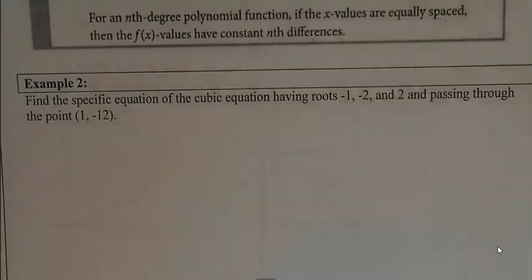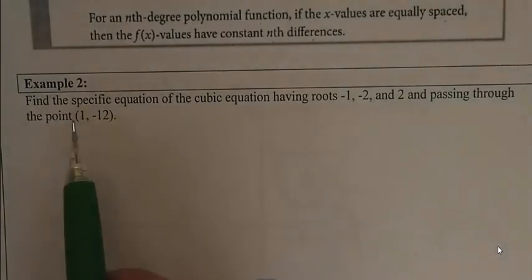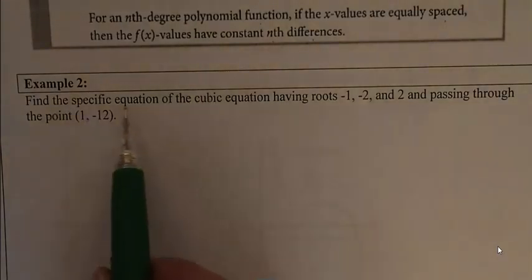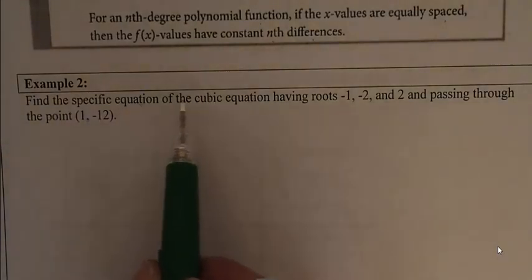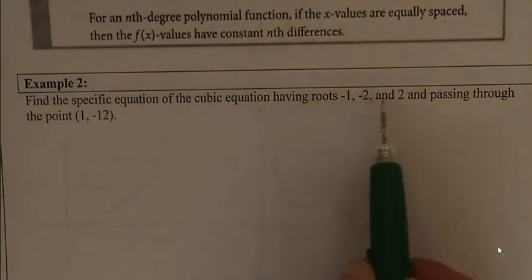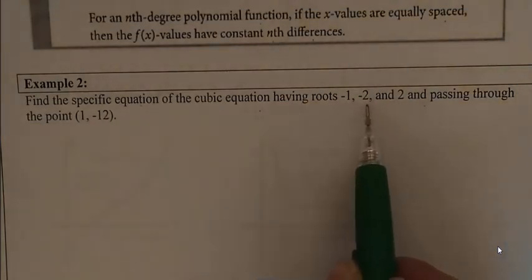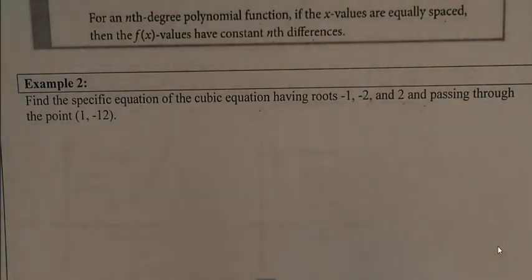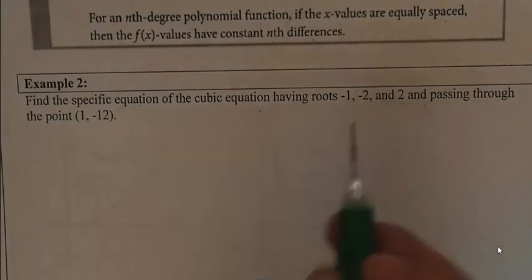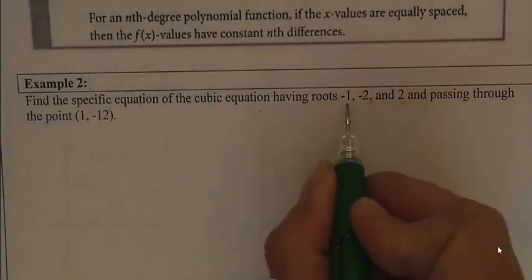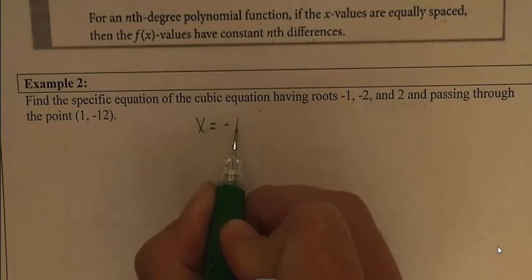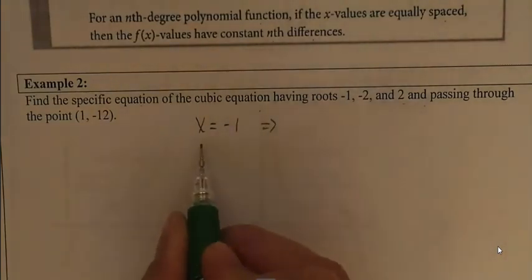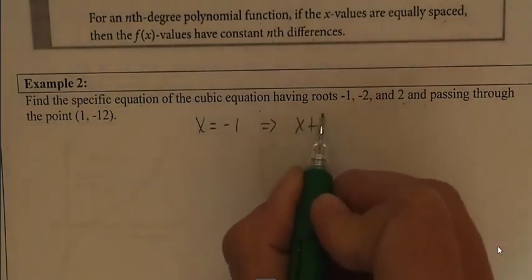We're going to do something that's a nice review from Algebra 2. We're going to find a specific equation of a cubic having these roots: -1, -2, and 2, and passing through this point. So hopefully you remember that any root can also be written as a factor, right? So x equals -1 can really be written as the factor, we just bring this over, set it equal to 0, x plus 1.